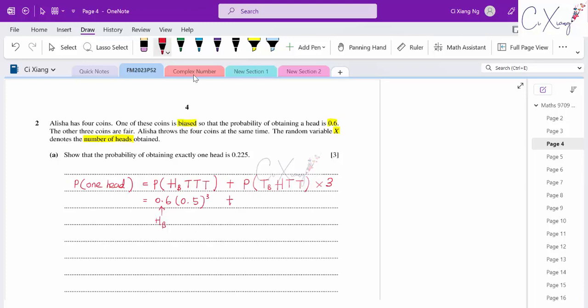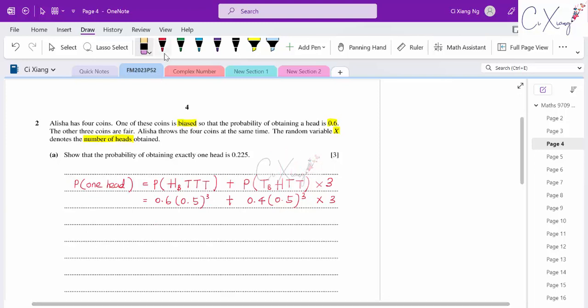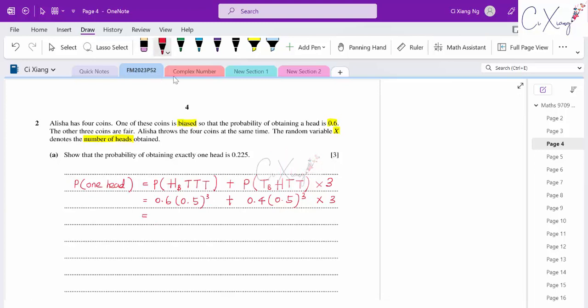Then plus, same thing for the next outcome. We have the tail on the biased coin, which is 0.4. Then the head on the normal coin is 0.5, since it is a fair coin. So 0.5 and 0.5, and you can simplify to 0.5 power 3, and then multiply by 3. Like I already showed you just now why we need to multiply by 3. Once you calculate all the probabilities, please add them together and simplify. By right, you should have 9 over 40, which is the answer that they want us to show, 0.225.